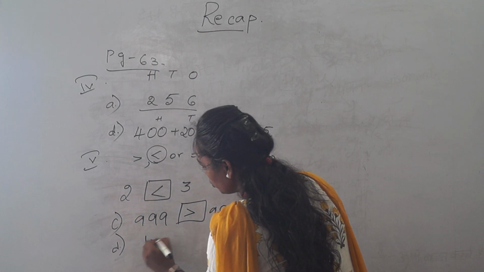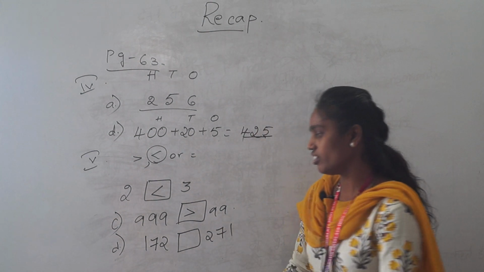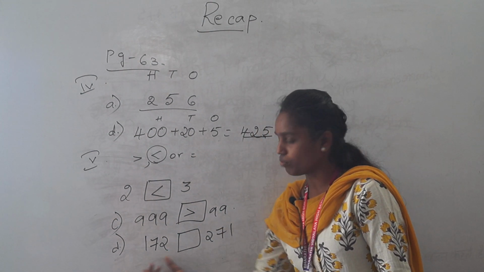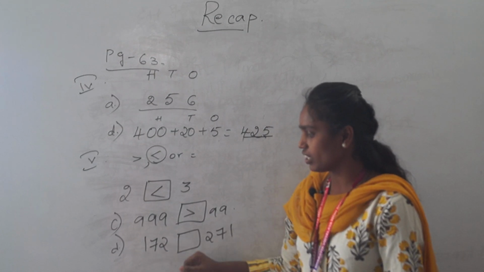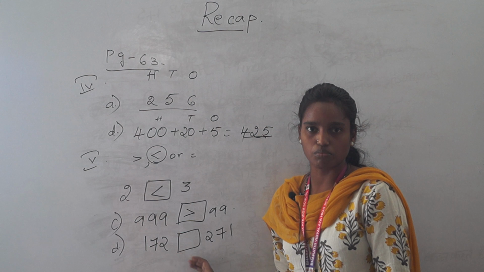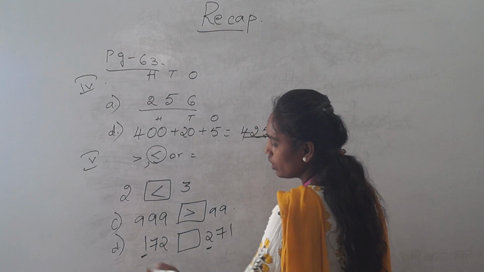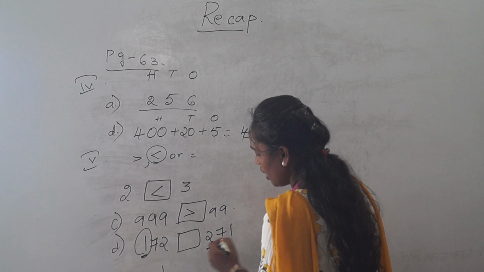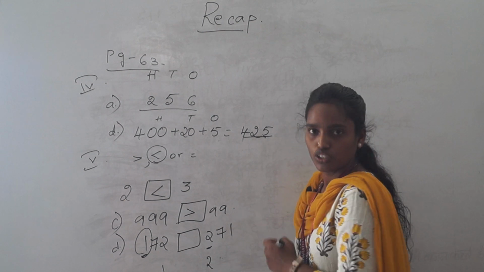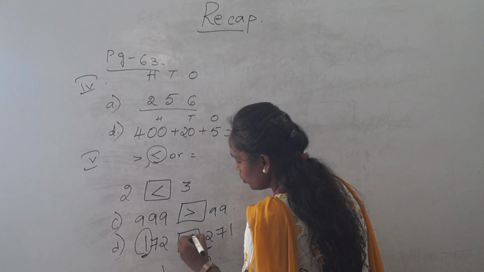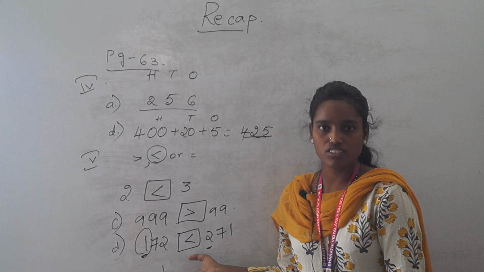Okay. And let's see one more. 172, 271. Children, here you got 3 digit numbers. Both are 3 digit numbers. While comparing, if we get the same number of digits, then first we should check the hundreds place. In the hundreds place here is 1 and here is 2. Now compare the two numbers, children. 1 is less than 2. So 172 is less than 271. Have you understood this, children?